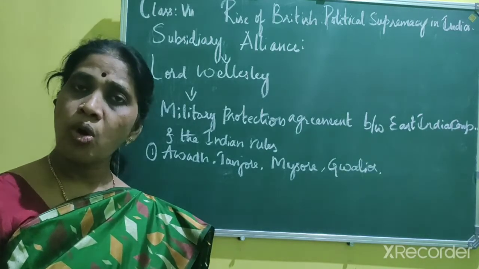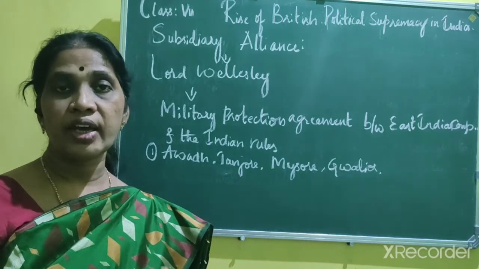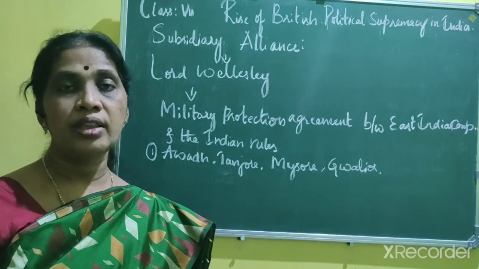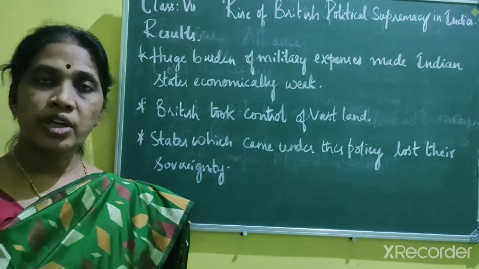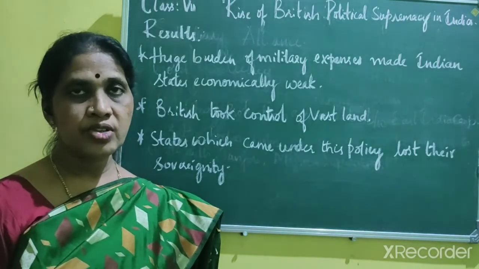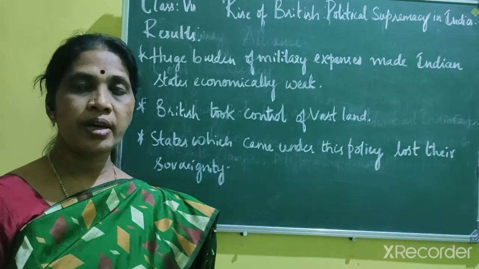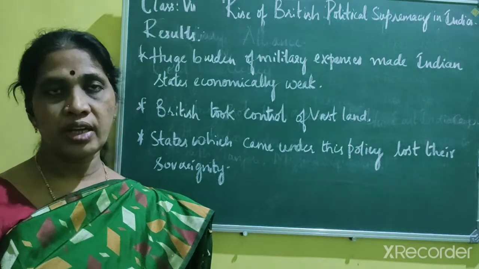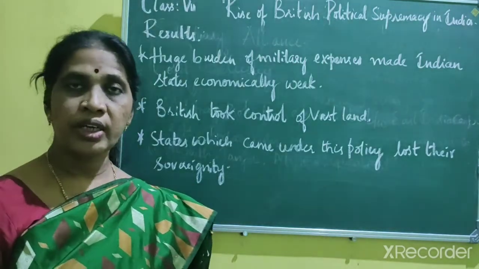In return for all these things, the Britishers agreed to maintain peace and security in the Indian state. So in return for all these military services, the company offered protection to the Indian states from internal and external enemies. Now we'll see the result of the subsidiary alliance.